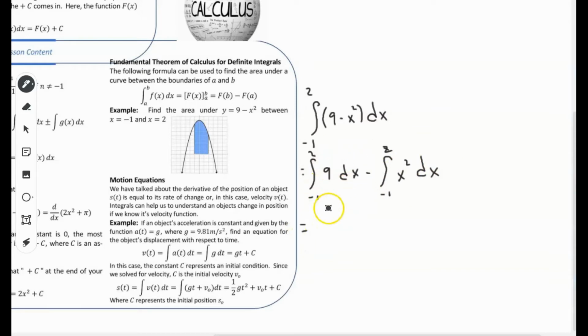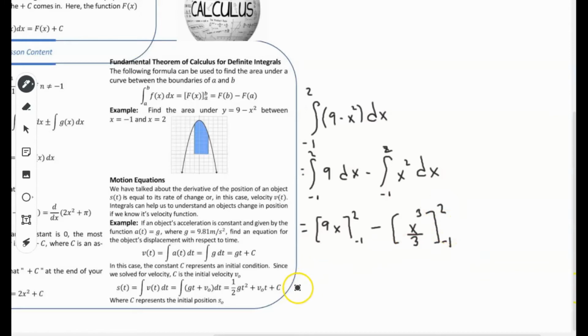Okay. So let's start with the first one, 9. Now you can imagine that's 9 times x to the power of 0. So what we're going to do is raise that power of 0 up 1 so that we are going to have 9 times x. And then we're going to divide by that new exponent, which is 1. So divide by 1. And we are going to apply that between -1 and 2. All right, now let's look at this one. X squared. Increase the exponent by 1, so you get x cubed. And then divide by that new exponent, so divided by 3. And we are going to apply that between -1 and 2.